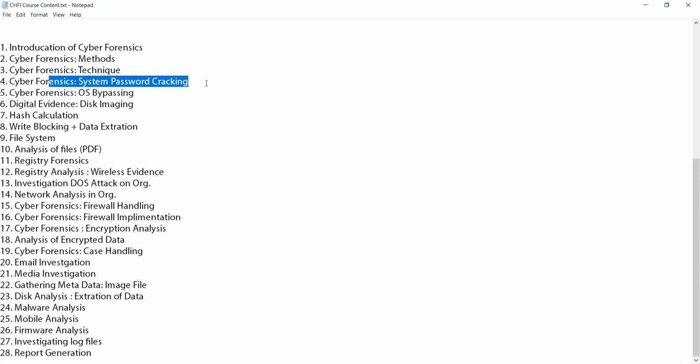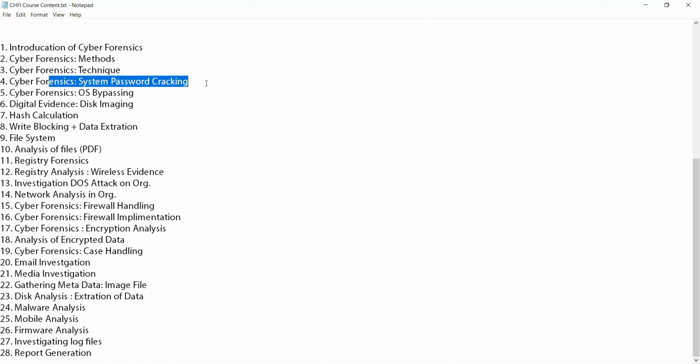The next part is report generation, in which we are going to cover the report generation part for submitting the report to the court of law. So how can we create it? By using tools like AccessData and Autopsy, we can create the report, and after that we will submit that report to the court.